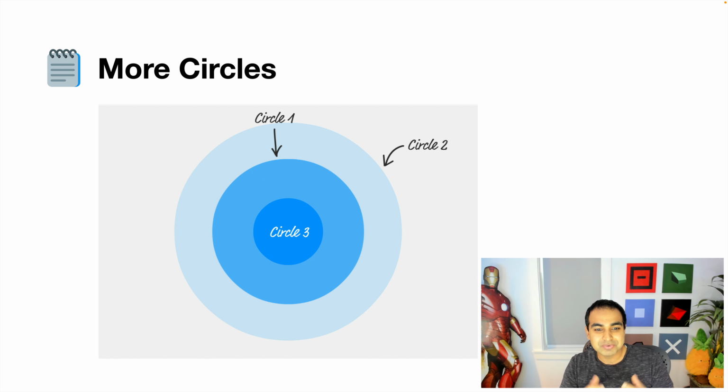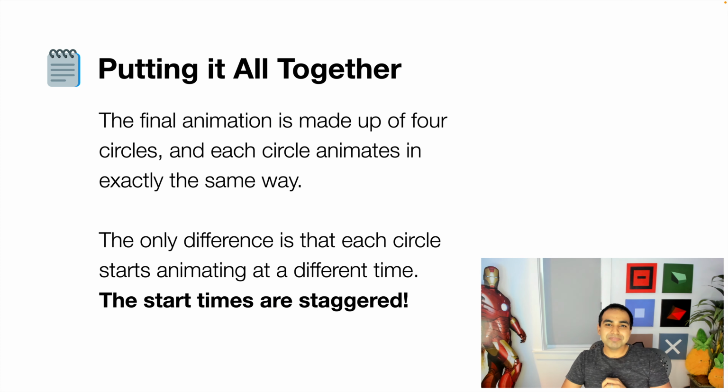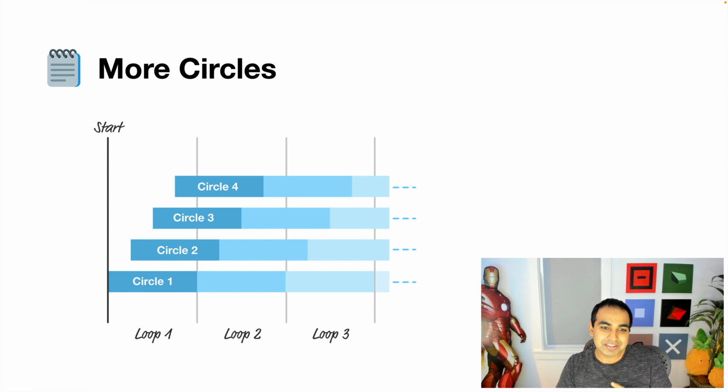No circle does anything unique, it's just doing the same exact animation, just at different stages in its life cycle. And that's the interesting part to note about this animation, is that even though the final animation is made up of 4 circles, each circle animates in exactly the same way. The start times are staggered, and to visualize that differently, here's a way of looking from a timeline point of view. Imagine we have 3 loops that are currently going on, and you can see that each circle is essentially doing the exact same thing, but the starting time of where in the loop each circle is, is different. So circle 1 starts first, and on the quarter point of circle 1's life, circle 2 starts, circle 3 starts later, and circle 4 starts a little bit later after that.